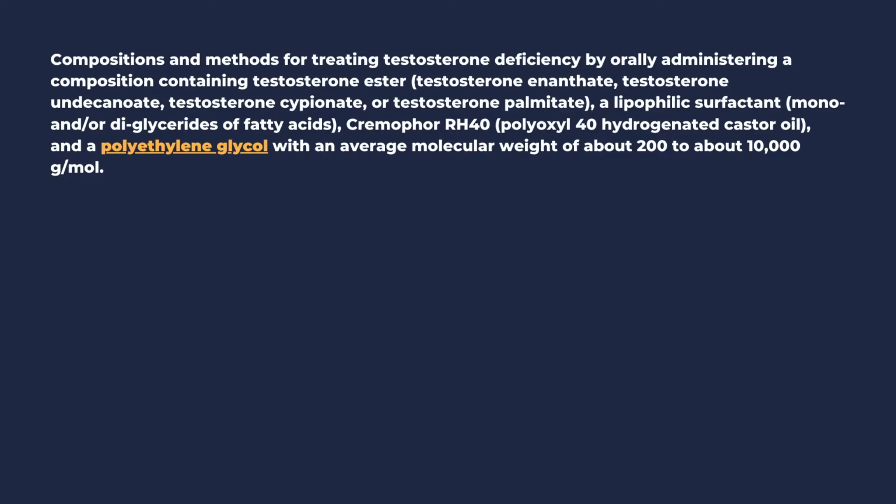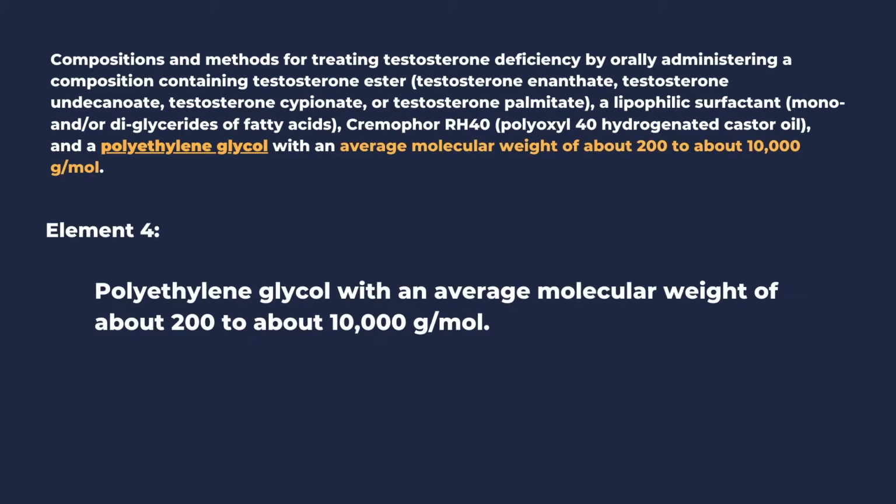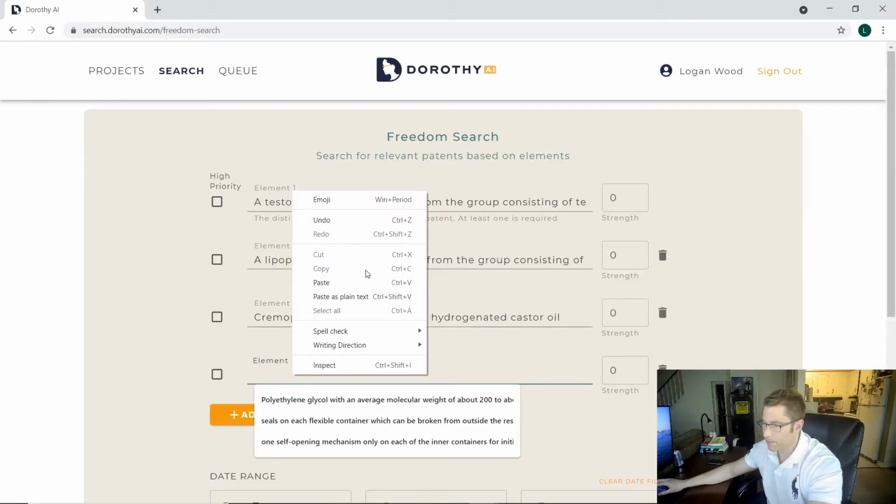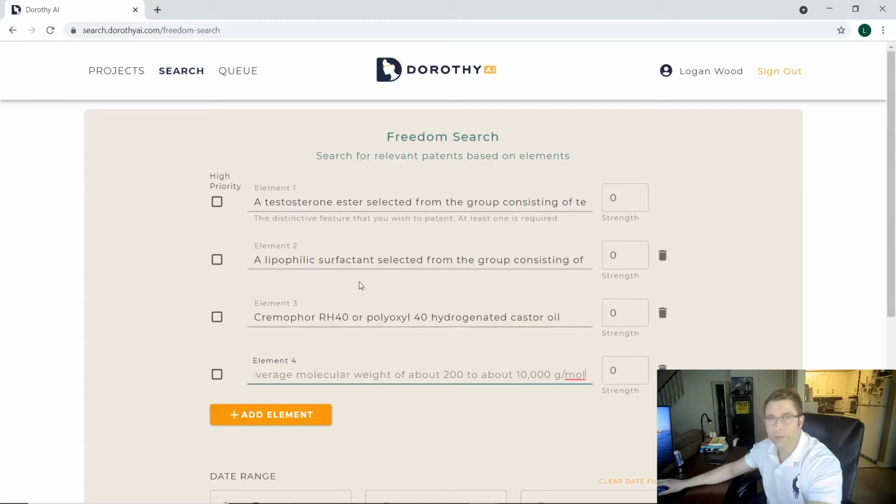Polyethylene glycol is a common component of pharmaceuticals and will appear in claims frequently. We can limit the number of returned results associated with this element by adding a molecular weight. And we're going to do that with a range for our fourth element here. Now we have all four elements input. Reading this query, we have a complete understanding of the product and each of its elements.